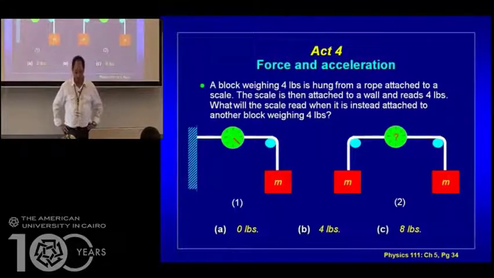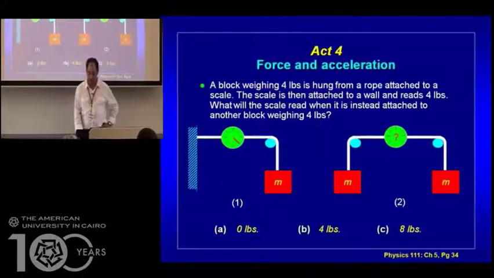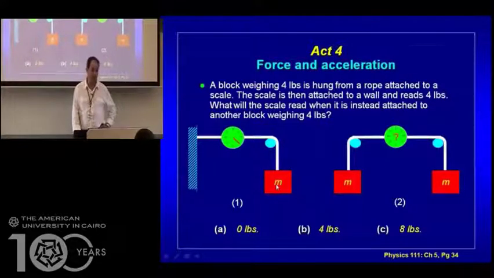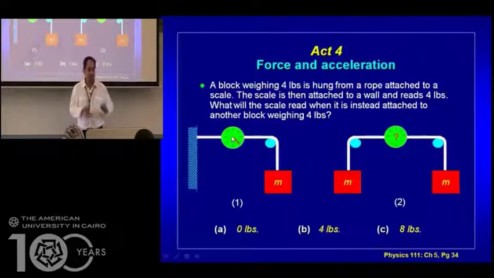Now we have two cases. Case number one: we have a mass M. This is very important, this is going to be in the exam. We have a mass M attached to a string. That string runs over a pulley, then it's attached to a spring scale system. So it has a spring inside, and then it's attached to the wall.